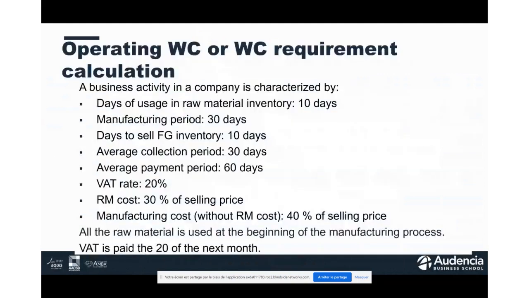Now we will see the situation where we have a new product. When we have a new product, we think about the cash flow and the working capital requirement in function of very operational indicators. So we have to think about the supply chain and what we want to do. Here we suppose for the raw material inventory, we want the equivalent of 10 days of what we need for the production. In the manufacturing period, we need 30 days in order to produce what we want to sell.